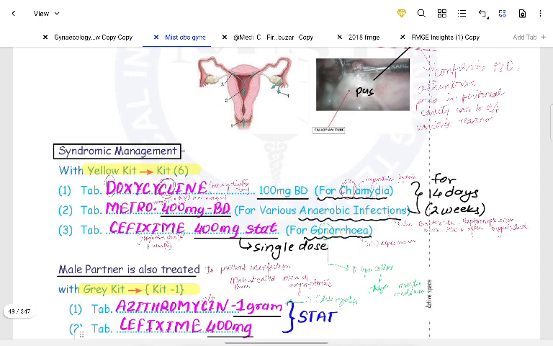So azithromycin is for chlamydia and cefixime is for gonorrhea. So both doxycycline and azithromycin are for chlamydia. Doxycycline we give 100 mg BD, and azithromycin we give 1 gram stat.